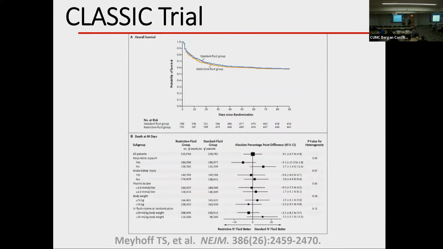The bottom is their subgroups, and there's this provocative subgroup about whether you have respiratory support. And if you're on it, maybe conservative is better. And if you're not, maybe liberal is better. I won't show it to you in CLOVERS, but we looked at it in CLOVERS and it goes the opposite way, which suggests that it's probably a spurious finding. And I wouldn't believe that it's real if we can't replicate it.